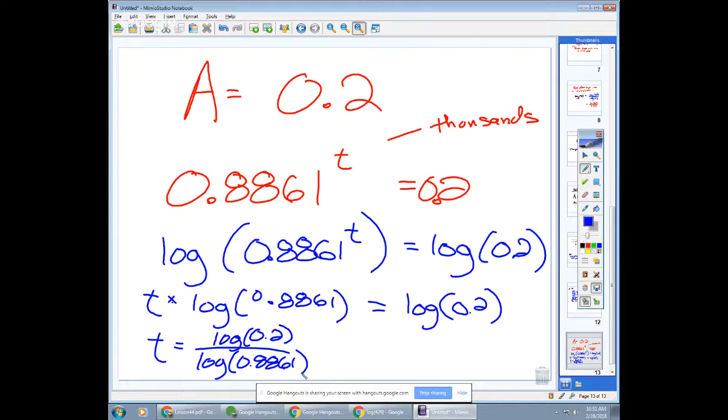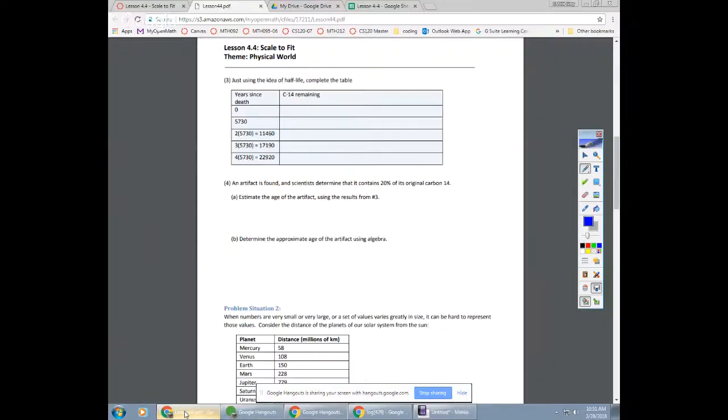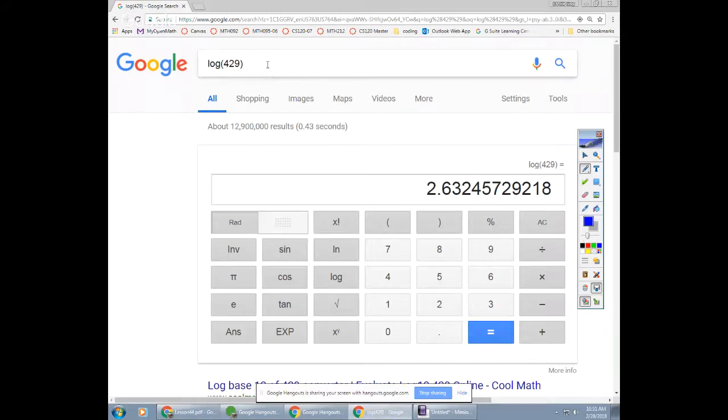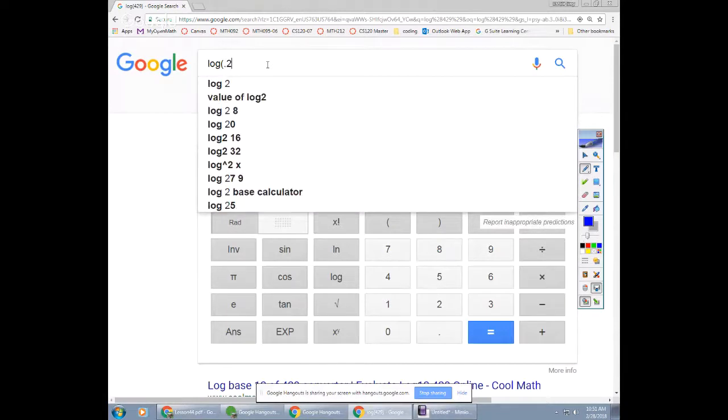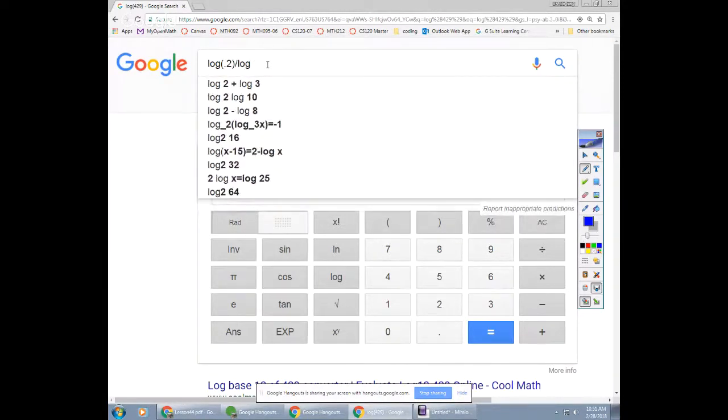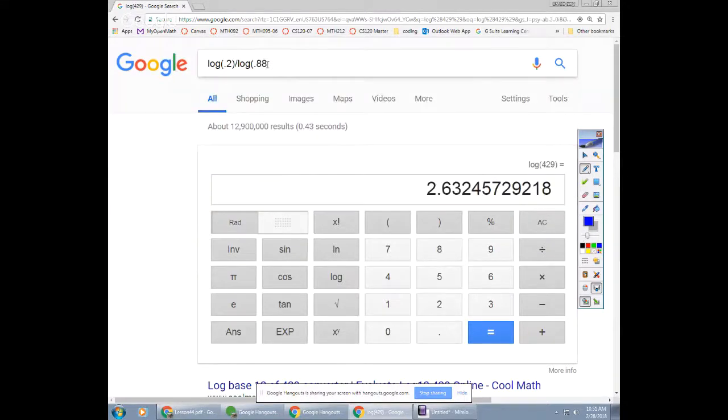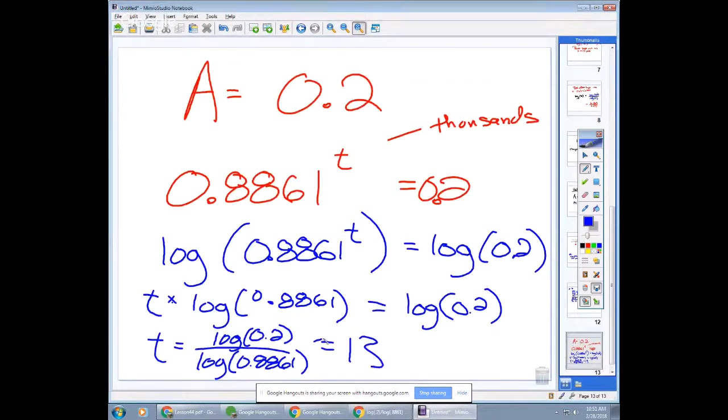What do you get when you do that, Emily? Or do you have an Apple calculator? That makes this 10 times harder. So I'll whip out my calculator here. You definitely want to download a different calculator if you use your phone a lot. So log of 0.2, close parentheses, divide by log of 0.8861. I get about 13,000 years, because I have to remember T is in thousands. So it looks like T is 13, it's really 13,000.